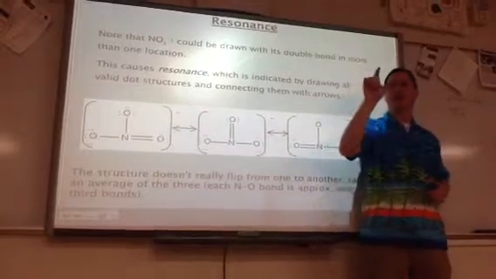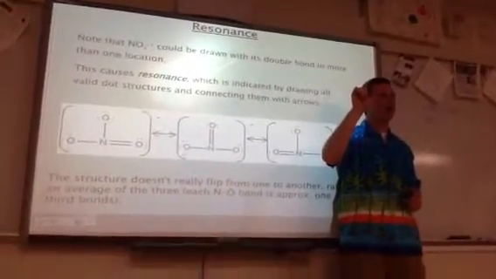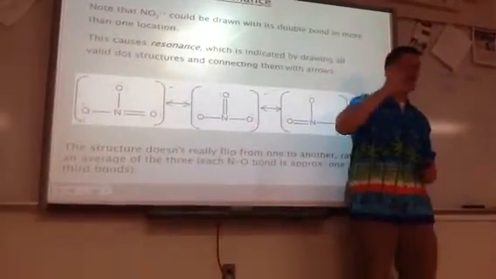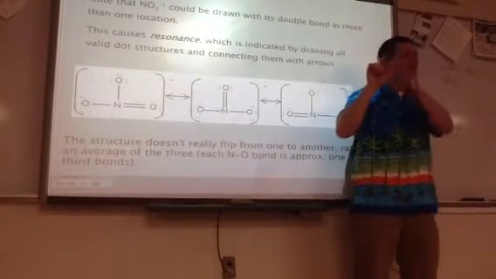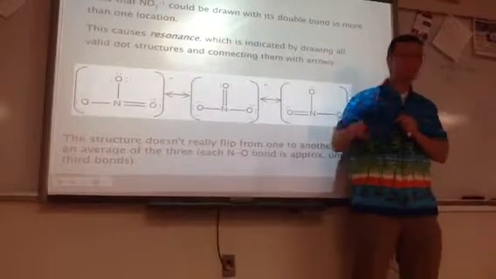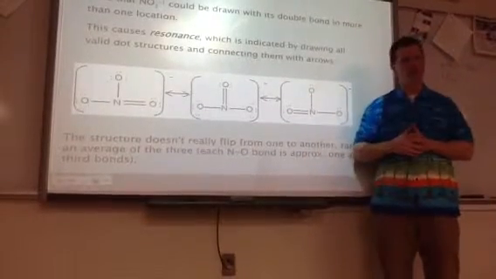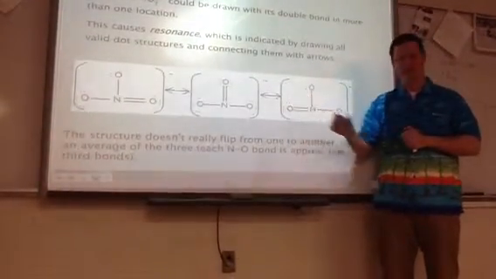They find that the NO bond is shorter than a single bond, but it's not as short as a double bond. So that's where we come up with there's 1 1/3 bonds between all of them. And it's represented like this.